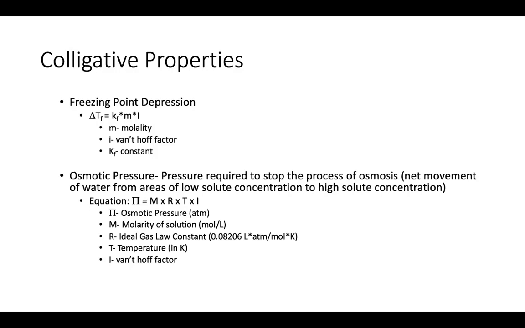A semi-permeable membrane is just a layer that allows for the passage of solvent, but not solute particles. The equation is listed as it is, where pi stands for osmotic pressure, which we measure in atmospheres. I would definitely note that in this equation, M is molarity, not molality like our freezing and boiling point equations, but rather molarity, which is in moles per liter. R is our ideal gas law constant, 0.08206, and our temperature is in Kelvin.